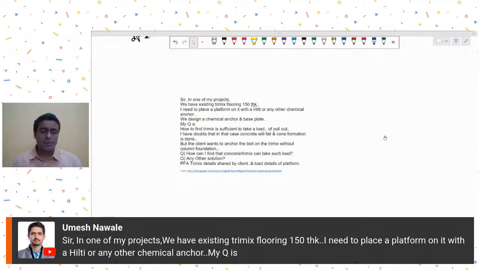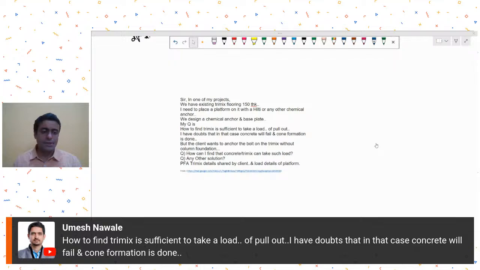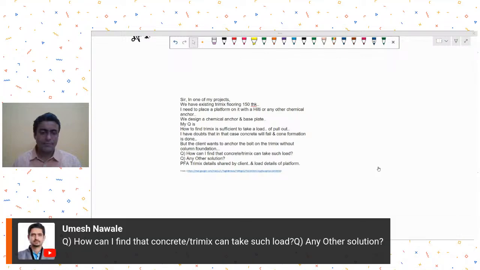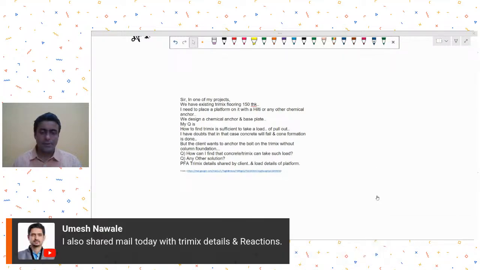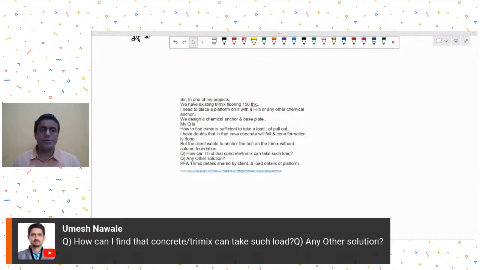So in one of his projects, he has an existing premix floor. Okay, he's from Pune. I need to place a platform on which Hilti or any other chemical anchor. My question is how to find whether the premix is sufficient to take a pull out load. How can I find whether the concrete premix can take such load? Any other solution? I also shared mail today with premix details and reactions. Okay. So he has shared this reaction image.